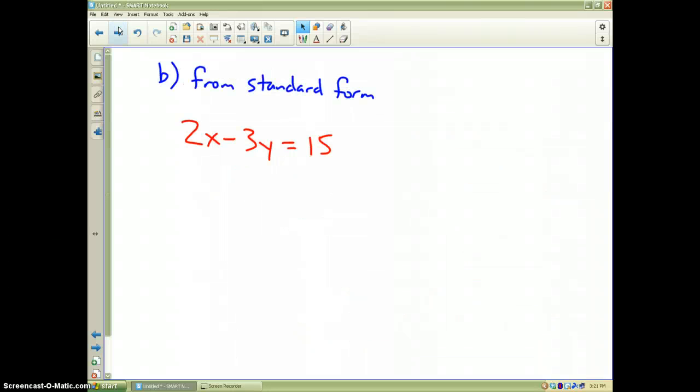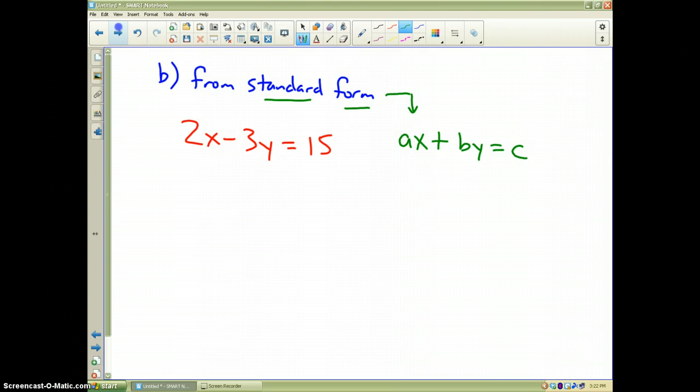Now, let's do example 2, from standard form. Standard form, if you haven't taken this note already, is when it's written in the form ax plus by equals c. The key to standard form, if I draw the balance scale line, is that the x and the y are both on the same side of the equal sign.